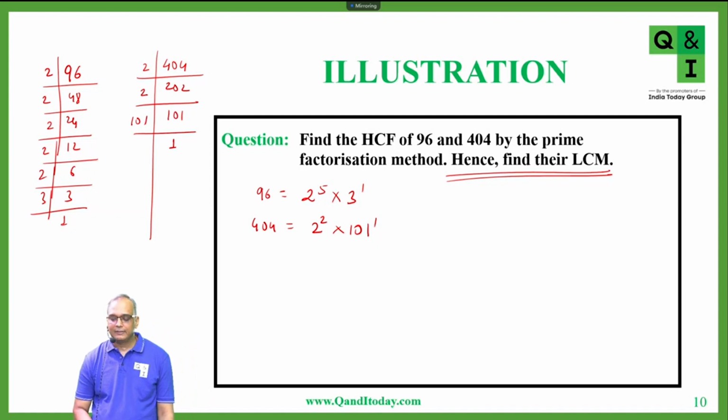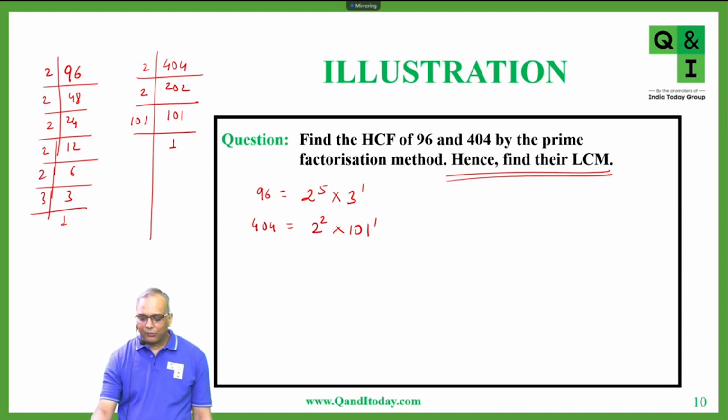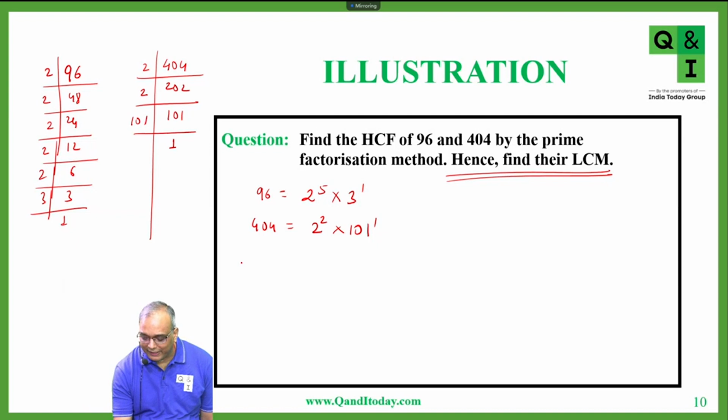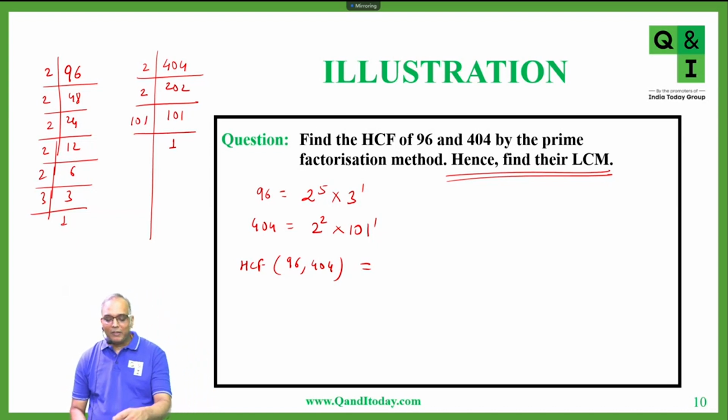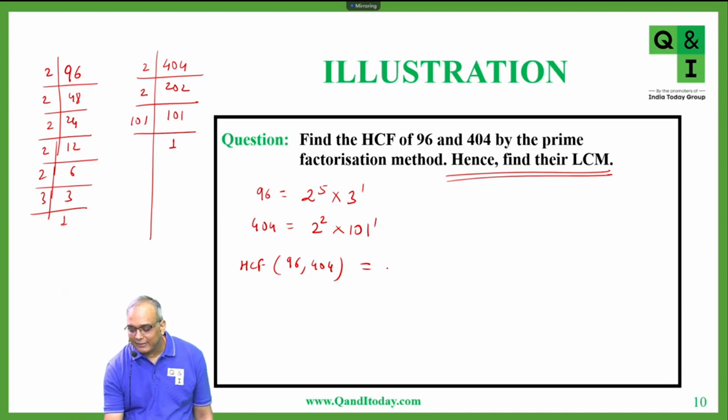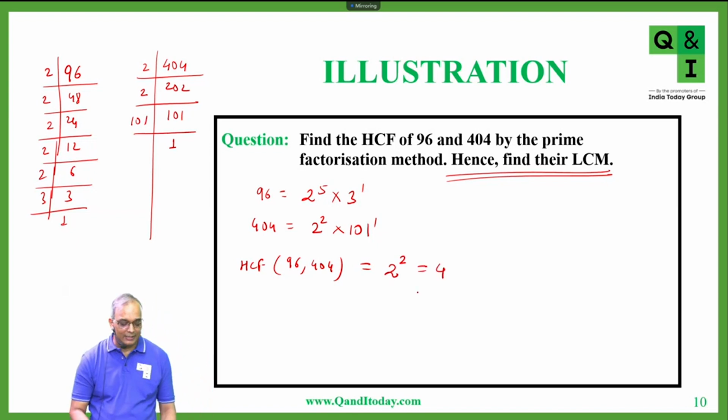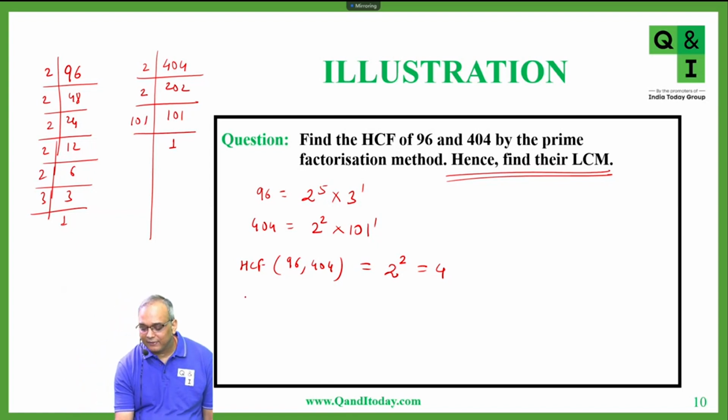Is it clear? So once you have found the prime factorization, you can find the HCF. HCF of 96 and 404 is equal to, the common factor is 2 here, right? The smallest power is 2. So 2 to the power 2, 4 will be the HCF here. Once you have got the HCF, you have to hence find their LCM.